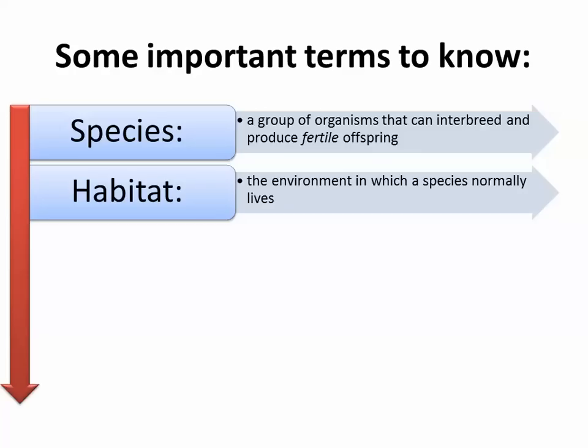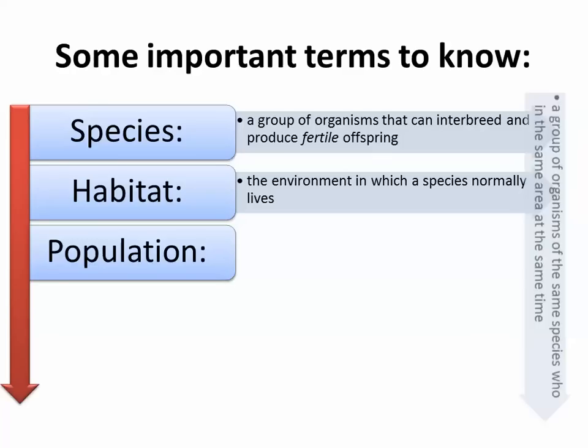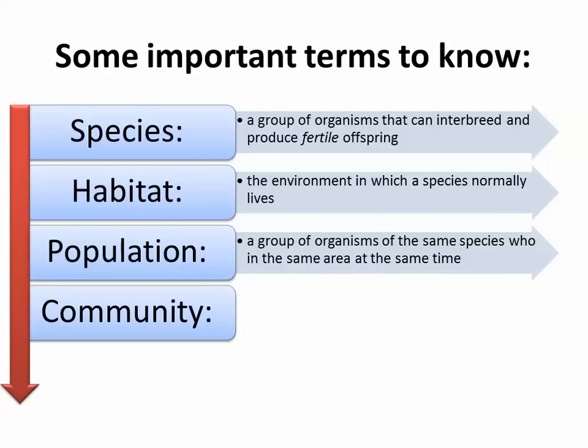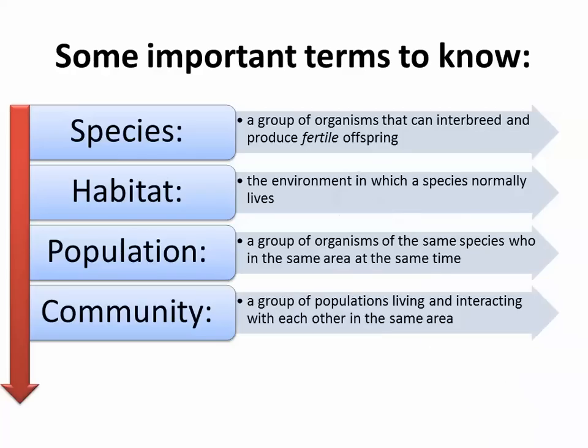Anyways, we start going up this chain of terms here. Habitat, the environment in which a species normally lives. Not too difficult. When you're talking about a population, you're usually talking about a big group of individuals belonging to the same species. So a population of earthworms in a particular area at a particular time. So you're still looking at a single species. But when you branch out more, so think of our school community, you have all different parts or organisms living together, working together. So community is when you're considering a group of populations that are living and interacting with each other in the same area.